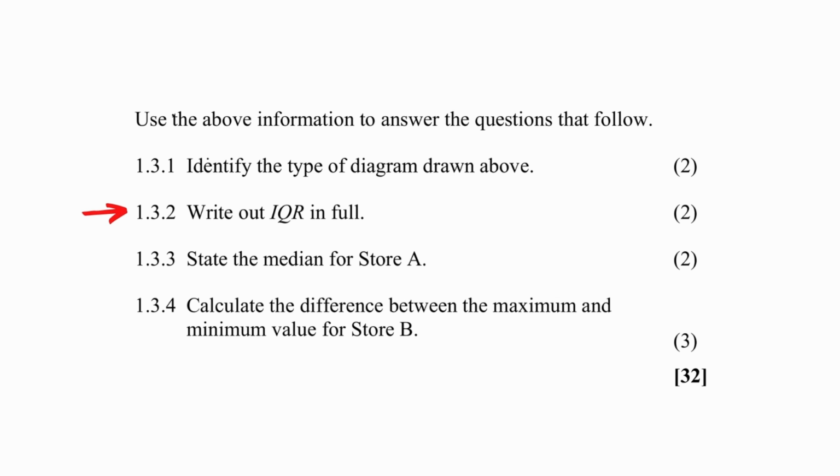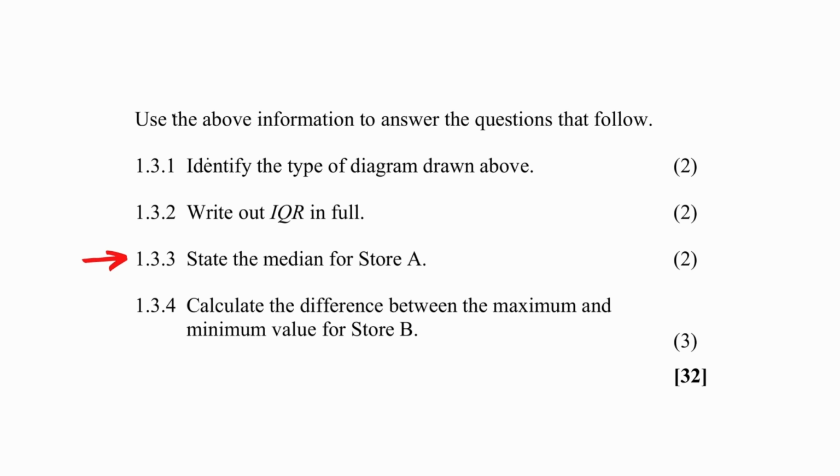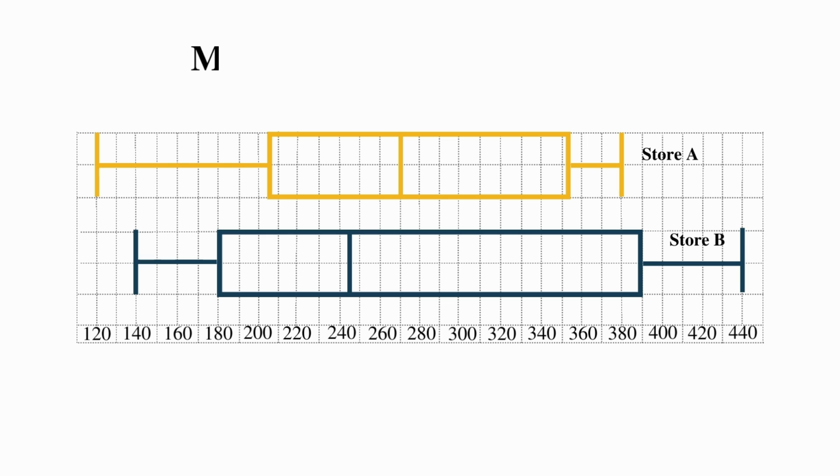In question 132, you have to write out the acronym IQR in full. IQR stands for interquartile range. In question 133, you have to write down the median for store A. The median is represented by this line in the box and whisker plot. The median for store A is read off as 270.